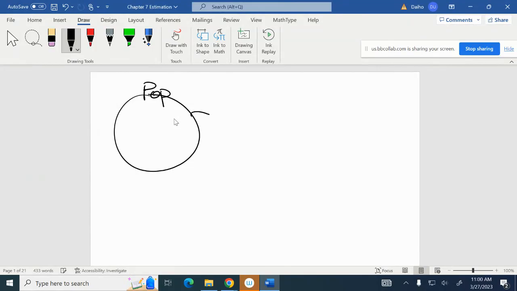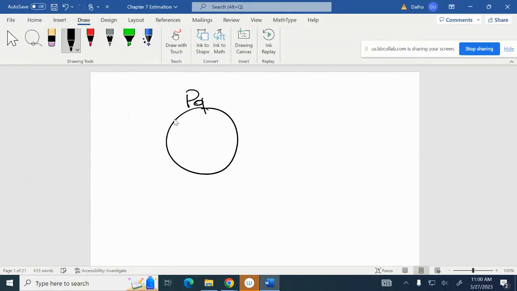Population, and okay, let me put here population, and we got sample, right? As many times. Yeah, please open the door. I will close later. Thank you.